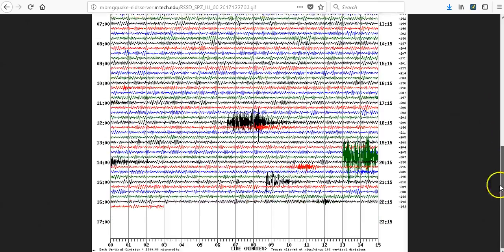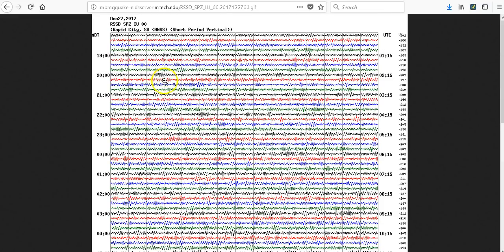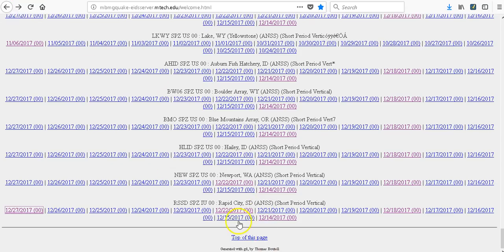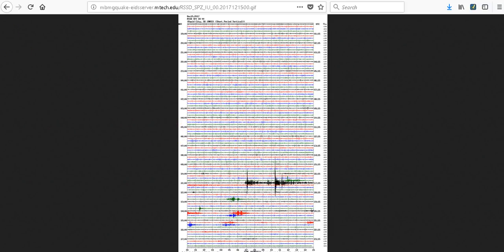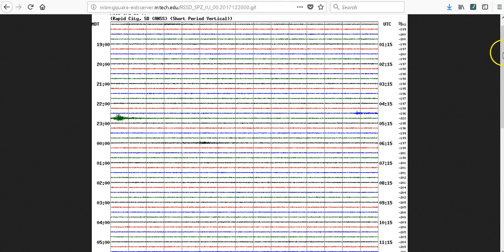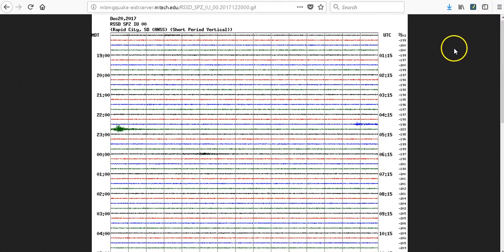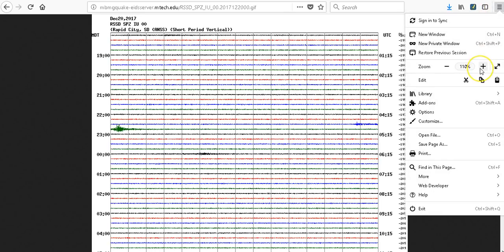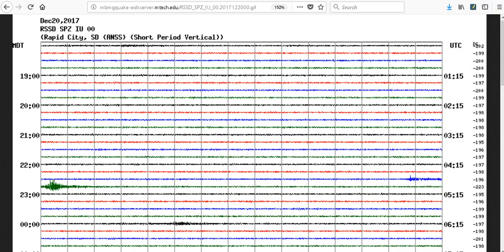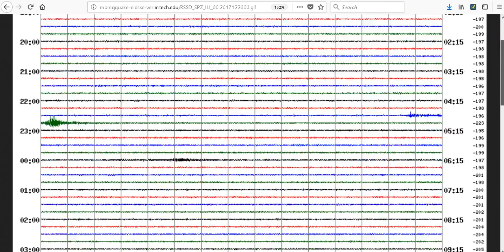Yeah, guys, wow. This is South Dakota. Okay, do you guys want to see a normal day with South Dakota? I want to show you what a normal day should look like. Here you go, guys. This is a normal day. And if you don't believe I'm using the same graph, I'm going to zoom in right here because there are some people that don't believe me. Look up here in the corner: RSSD, SPZ, IU, OO, Rapid City, South Dakota, ANSS, Short Period Vertical, December 20th, 2017. This is a normal day.